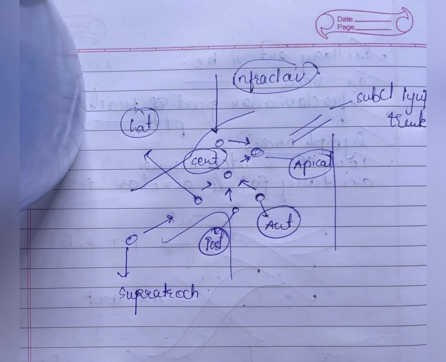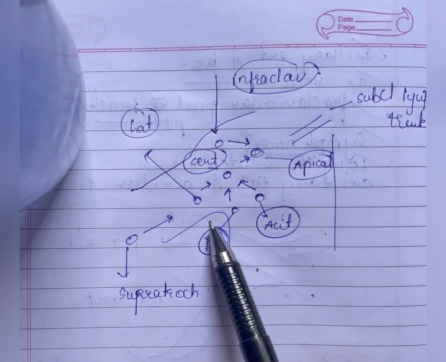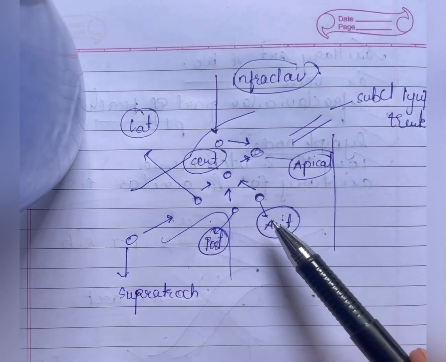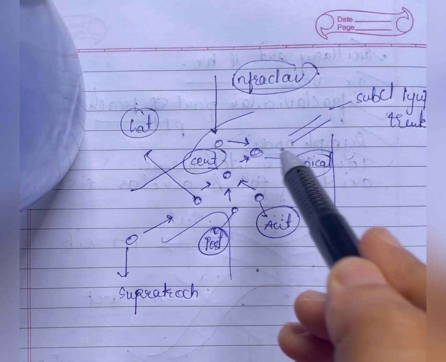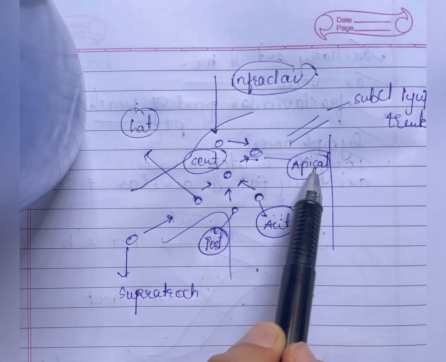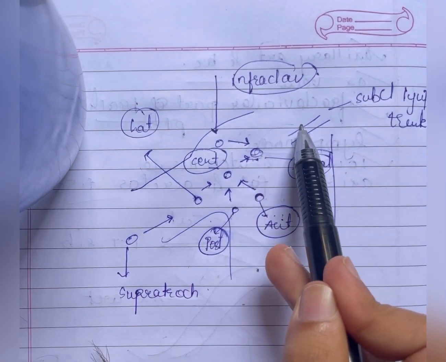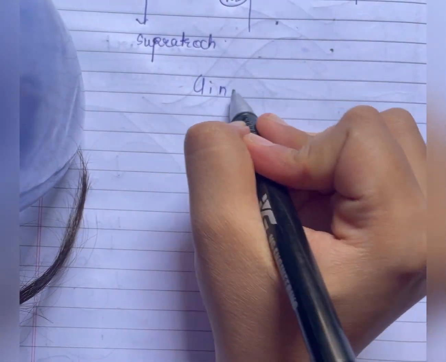So this is the diagrammatic representation of the axillary lymph nodes. This is the anterior, posterior, lateral, central, and the apical group of lymph nodes. The anterior, posterior, and lateral groups of lymph nodes drain their lymph into the central group of lymph nodes, which further drains it into the apical group of lymph nodes. The apical group also receives drainage from the infraclavicular lymph nodes, and then the apical group transfers it into the subclavian lymph trunk.